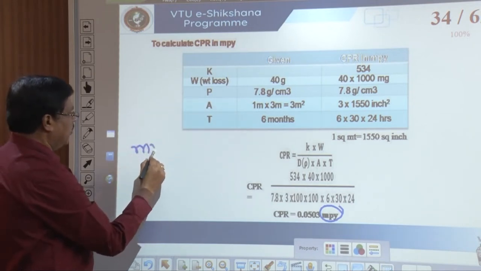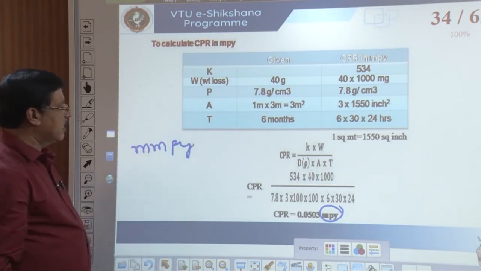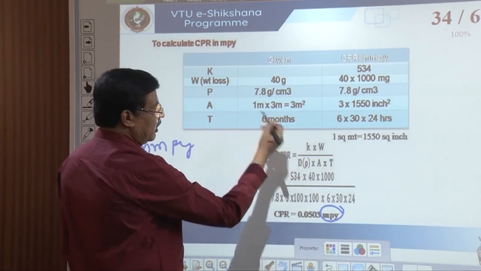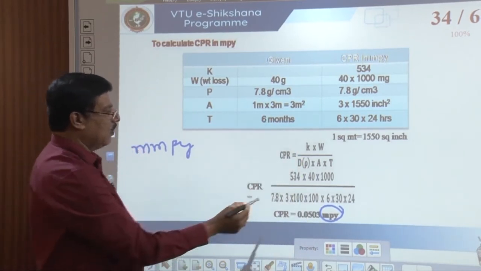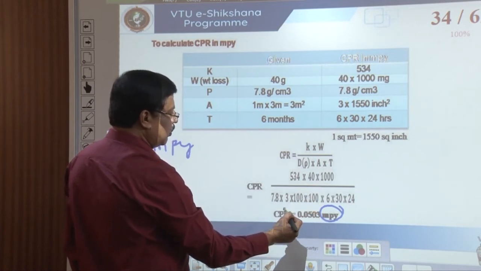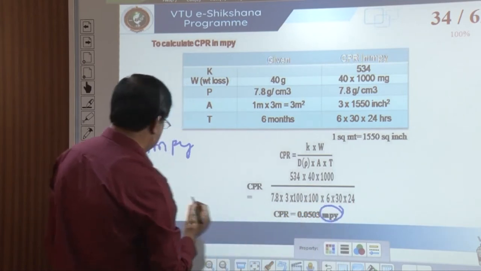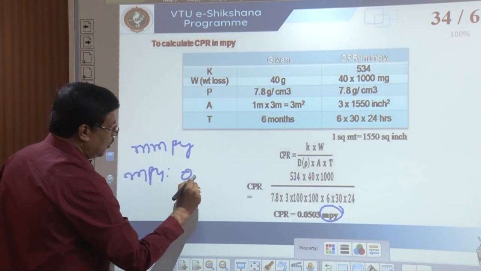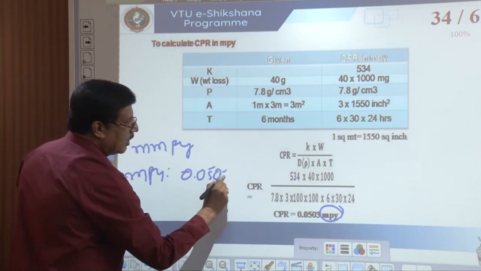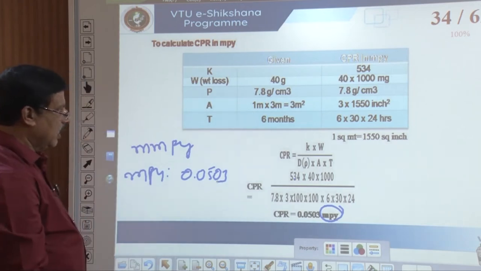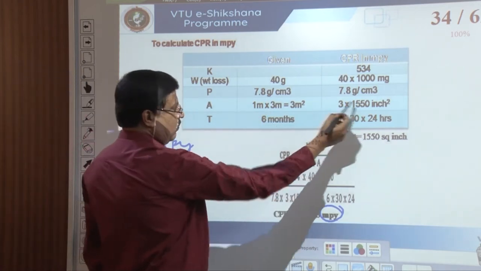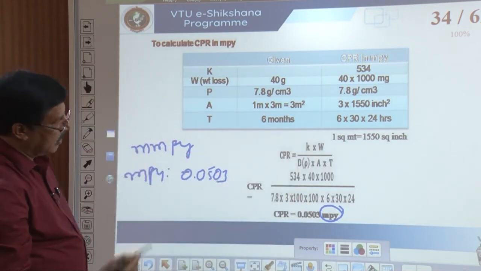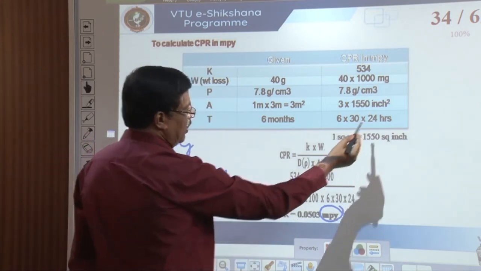Earlier you calculated millimeter per year, that is 3.46 into 10 to the power of minus 3. Now this K value is different. You take 534, and into 40, and so on, and you will get 7.8. This is 0.0503 mils per year, because you are going to convert square meter into square inch, that is, mils per year.